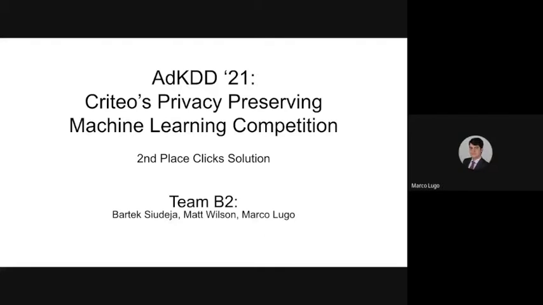All right. This presentation is about the privacy-preserving machine learning competition organized by Criteo in the context of KDD 2021, and what was our solution for the second place in the clicks task.